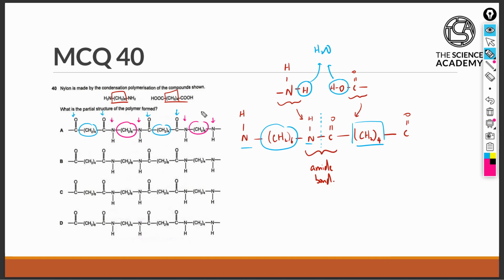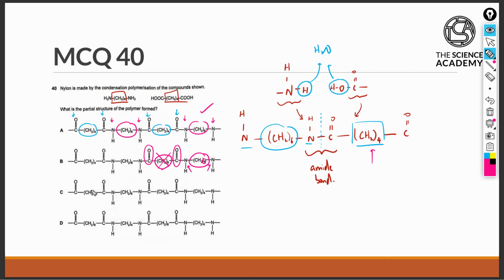So option A is correct. Option B is wrong because there is a 6 CH2 group found between the carbonyl portions of the amide bond when it should have been (CH2)4. So this portion is wrong, and this portion is also wrong because it should have been 6 CH2 found between the amine portions of the amide bond.